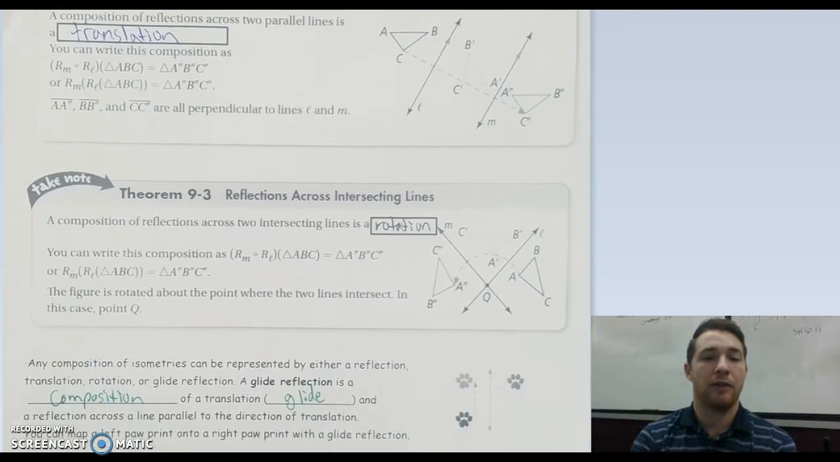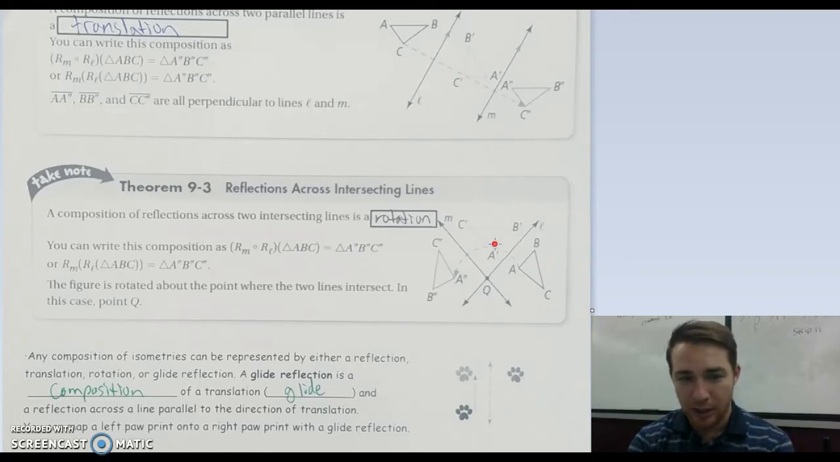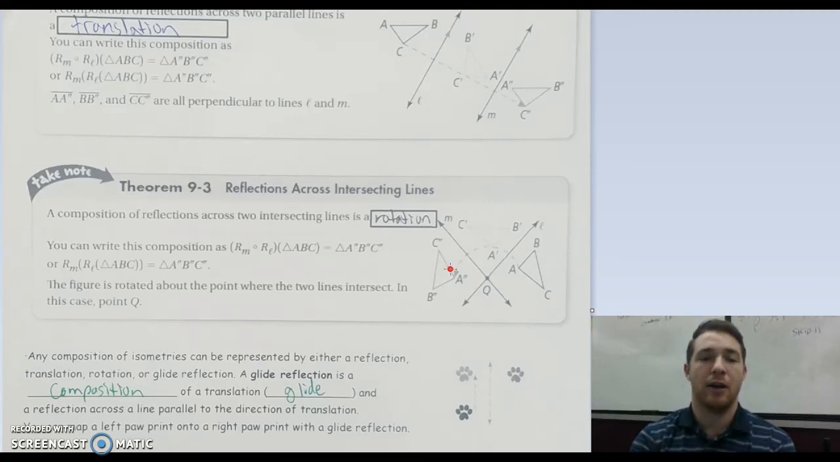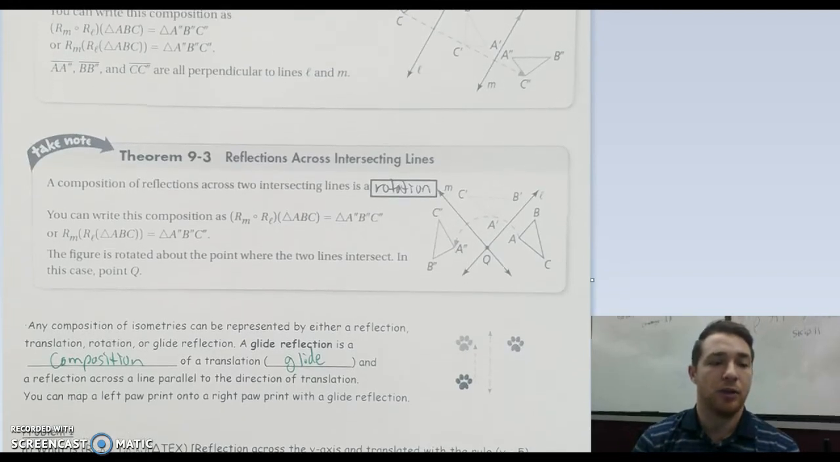If I have reflection lines that are not parallel, so if I make reflections across intersecting lines, that would instead result in a rotation. Similar terminology I can say for that: reflection over M after a reflection over L with this triangle ABC is going to result in my double prime figure. If I make a reflection over L, that gets us, which is kind of hard to see on this, our first image. Reflect that again over line M, which intersects line L, and that would result in a rotation from first to third figure. So any composition of isometries can be represented by either reflection, translation, rotation, or a glide reflection.